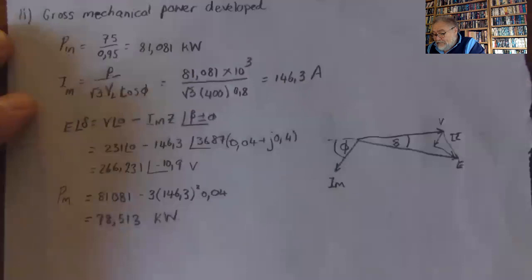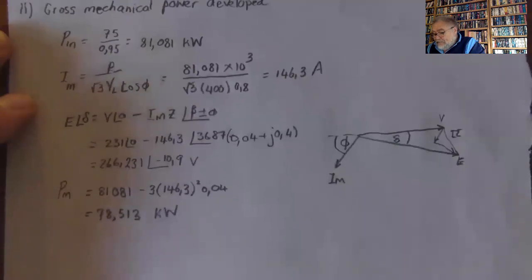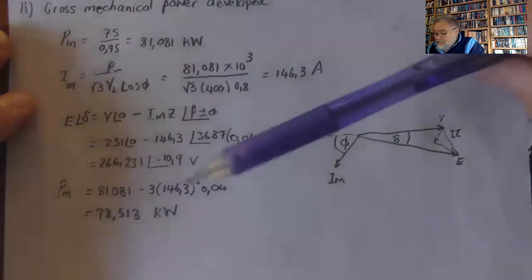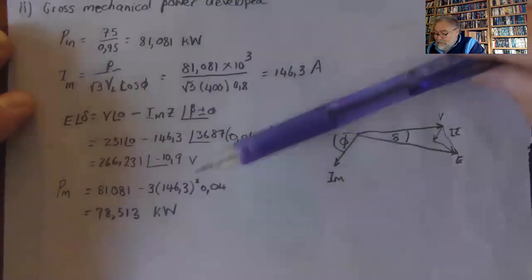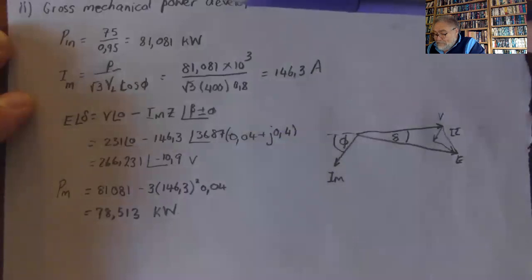And the mechanical power is 81.081 kilowatt minus 3 times 146.3 squared times 0.04. That gives us 78.513.